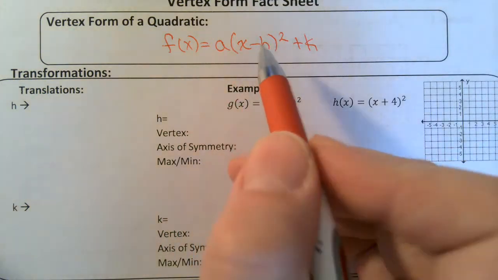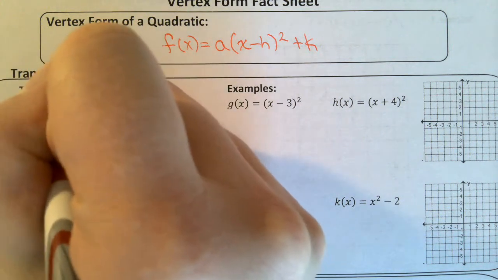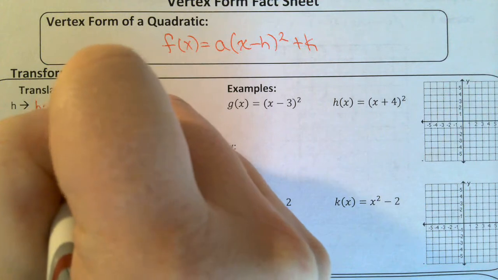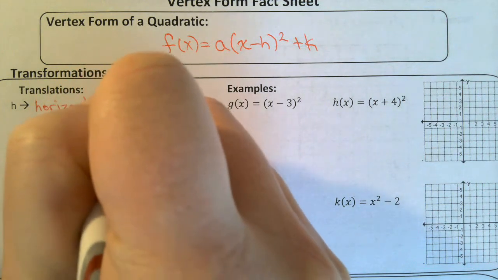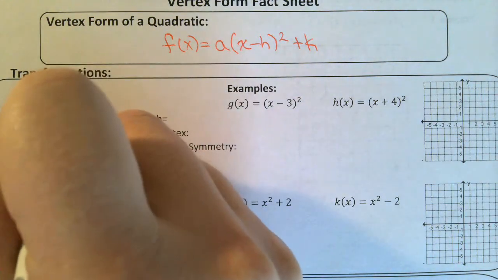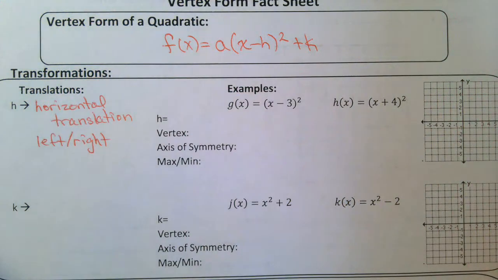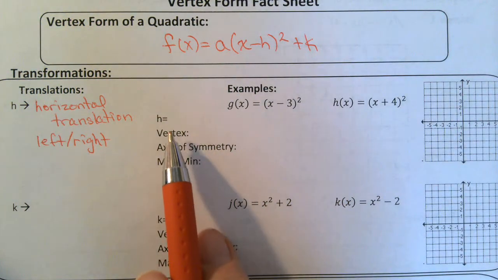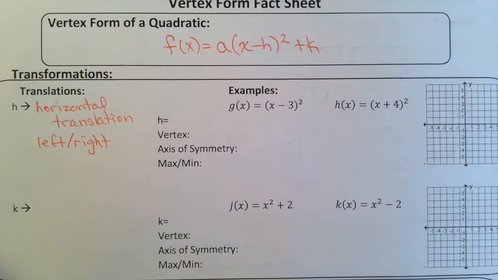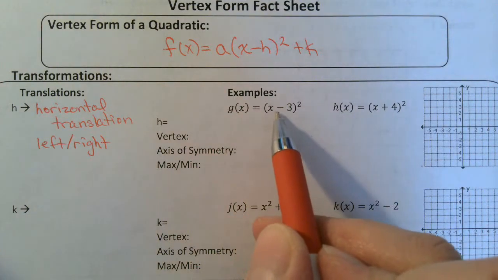So the h value in here is going to be your horizontal, get it, h for horizontal, your horizontal translation. What's that really mean? It means you're moving it left or right on the x-axis. So I have some examples here to help us. We're going to find all these things on this example, and we're going to break that down for each of these. Okay, so my first example is g of x equals x minus 3.